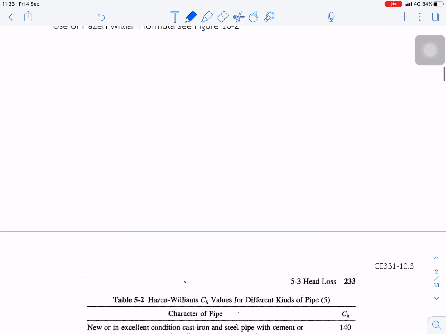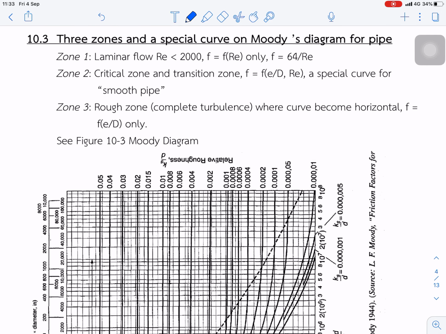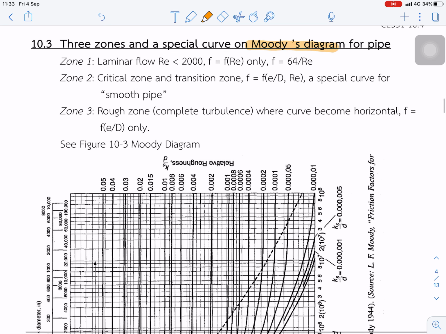And next we move to the next topic, the Moody diagram for finding the friction factor. In the Moody diagram, we divide into three zones: zone 1, zone 2, and zone 3. Zone 1 is laminar flow, Reynolds number less than 2000. And zone 3 we call the complete turbulence zone, where the curve becomes horizontal. Friction factor is a function of the roughness only.